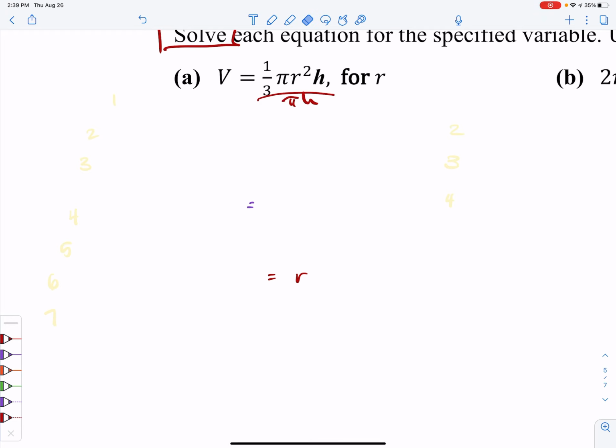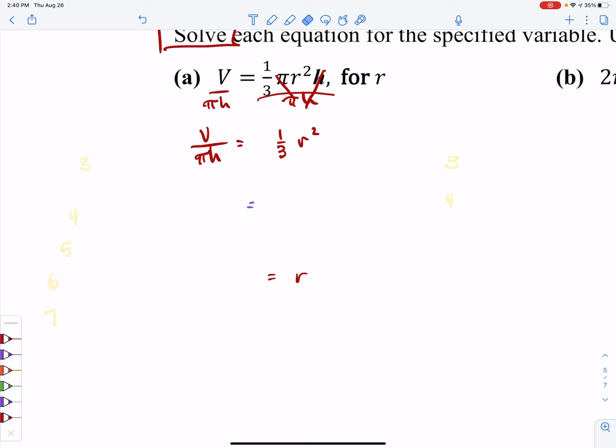So if I divide both sides by pi and h, notice that the pi's over here on this side will cancel, and so will the h's. So when you think about what you have remaining then, all you have is a 1/3 r squared. And over on the left side, you've got a v divided by pi h.